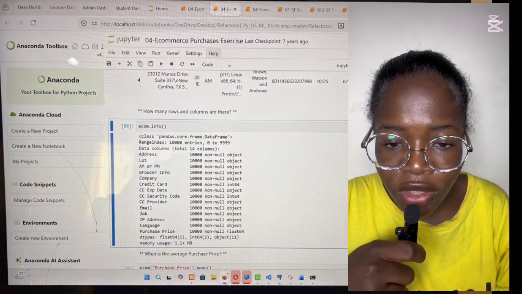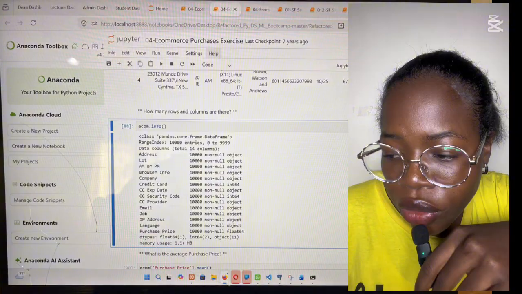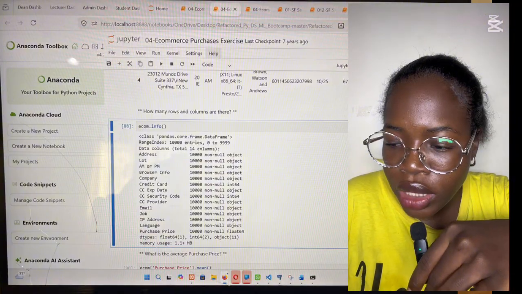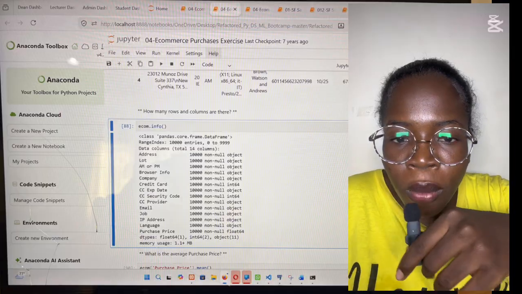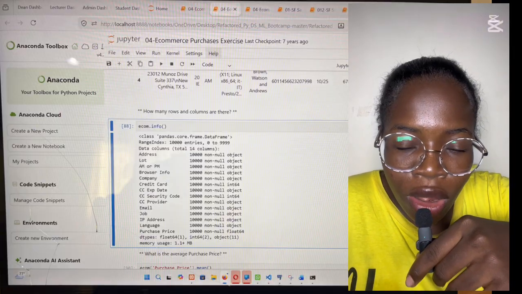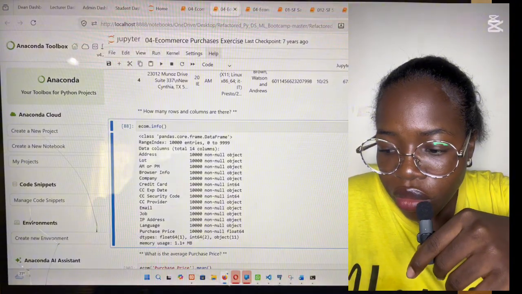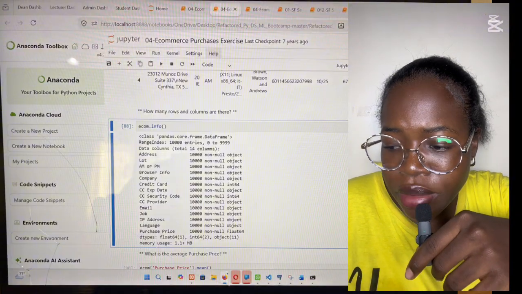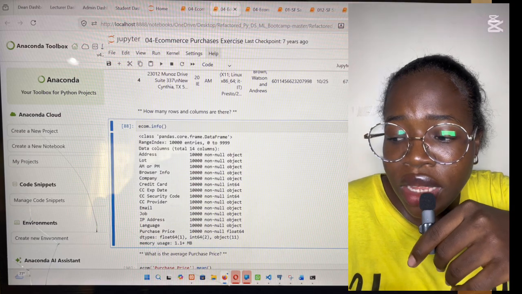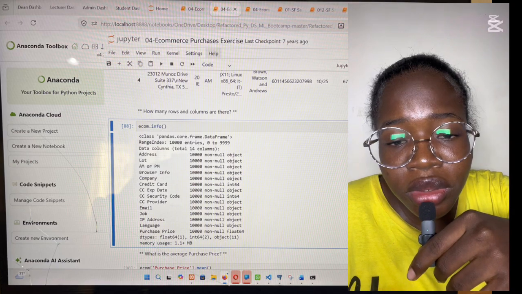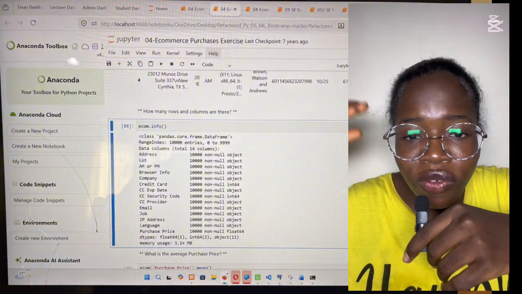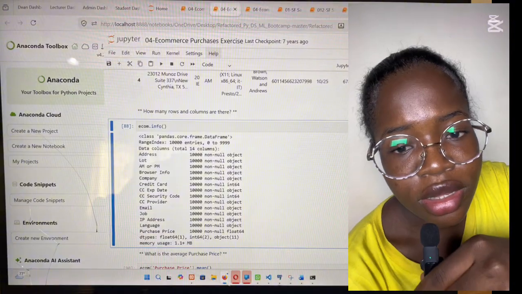Next box we have is the question: how many rows and columns are there? To answer that question, we're going to use a command called ecom.info. This command displays like an entire summary of the data set. So if you look at the output, you actually see the rows, the data types. So it gives us a summary of the data set, and then from this output we can also see that they have about 10,000 entries. So that's what ecom.info does. It gives us a summary of everything in the data set.